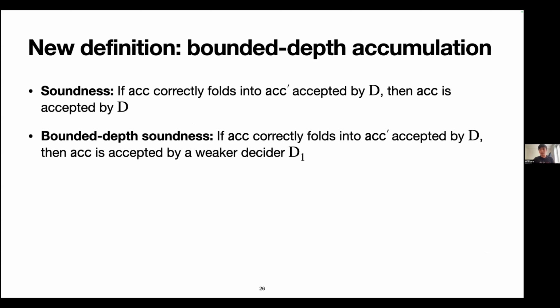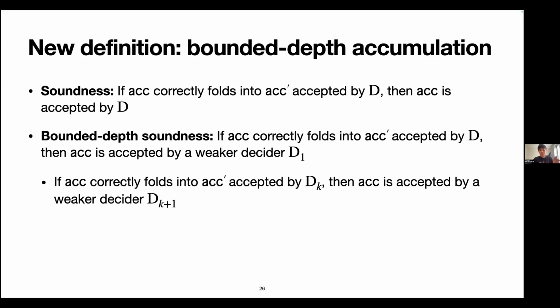And formally, we say that it's just accepted by a weaker decider, a less stringent decider, which we denote D1. And we can do this in general for some decay. If things correctly fold into something accepted by DK, then the only guarantee that you can make for the old accumulator is that it was accepted by an even weaker decider, DK plus 1. And you say that this implication only holds while K is less than D. And so this is the flavor of definition that we give for bounded depth accumulation.